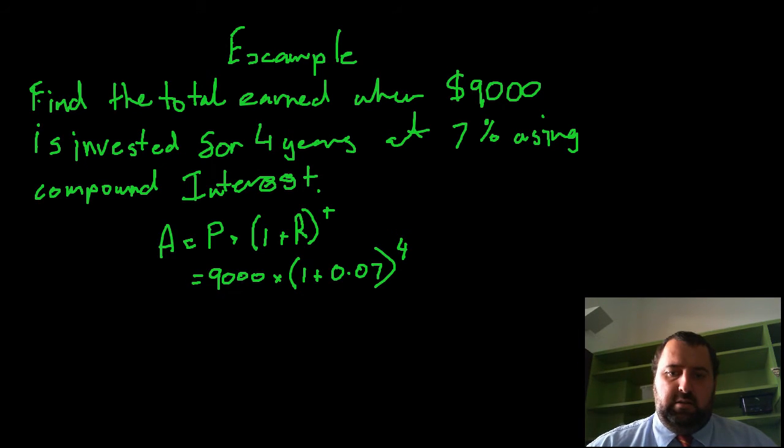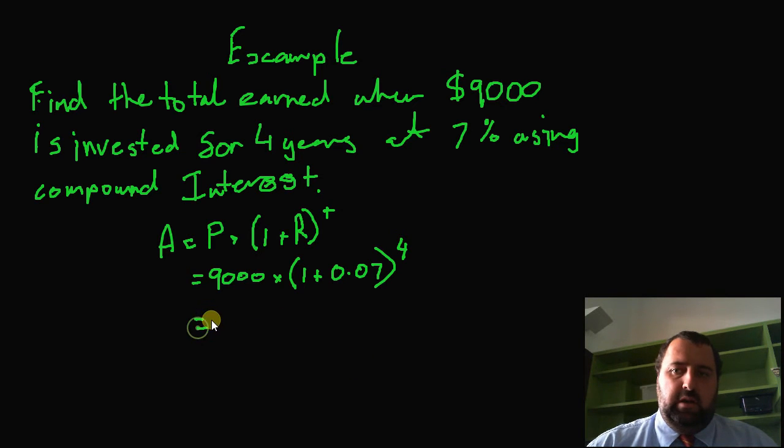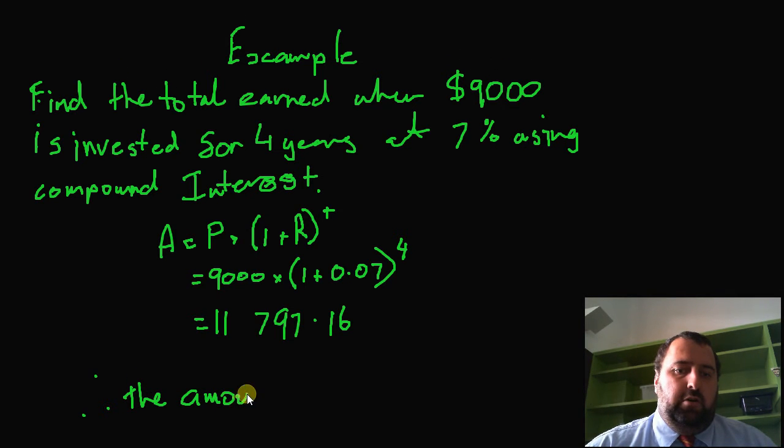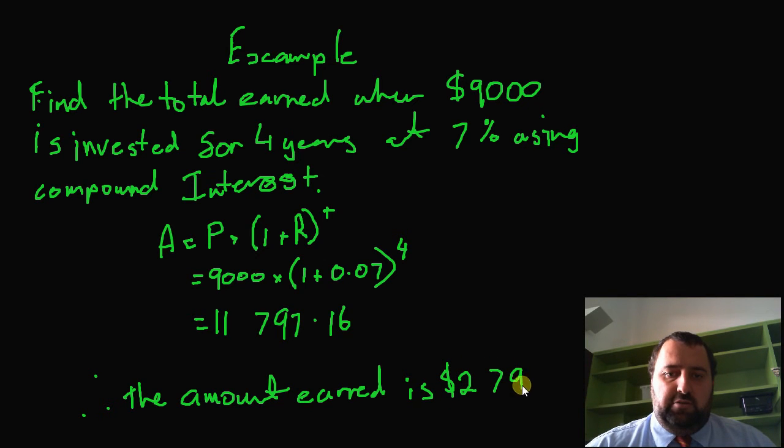And I get 11797.16. Now, thing to remember is that is the total amount. Okay, so if we start with 9,000, we're going to end up with this amount. So therefore, the amount earned is $2,797.16, because I actually have to do 11,000, take the 9,000 off that I started with. So I've earned $2,797.16.